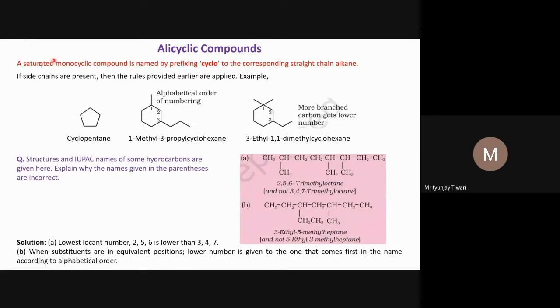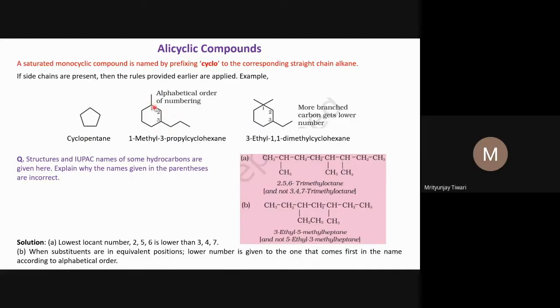Alicyclic compounds. A saturated monocyclic compound is named by prefixing cyclo. If it is an alkane, there are five carbon atoms in this compound, so it is pentane. But since this is cyclic pentane, we write the prefix cyclo before pentane and add them together. So this is cyclopentane. And if these cyclic groups have branches, these branches should also be named accordingly.